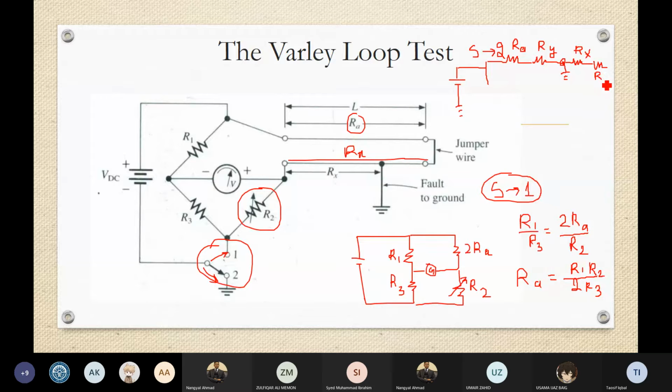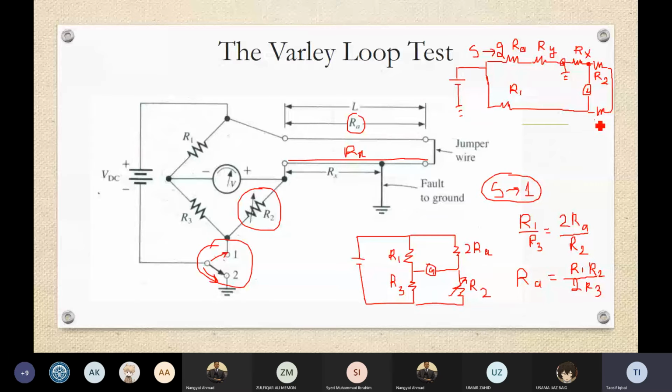And the value of R2, sorry, and then we have this midpoint where we have, after Rx, we have the galvanometer, and on the other side we have then R1, and on this side we have R2 and R3. ठीक है?